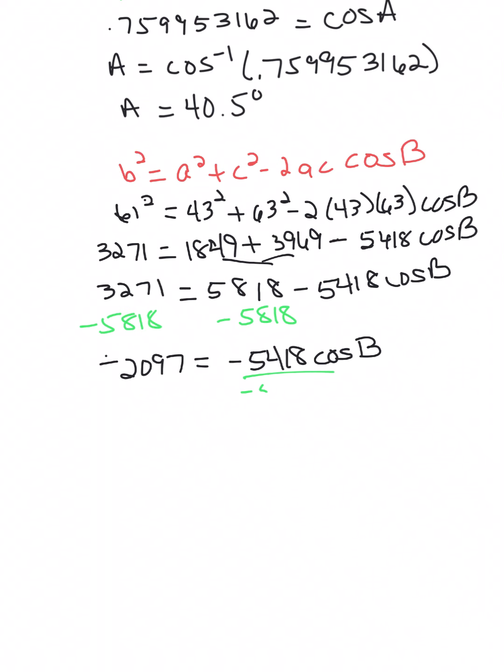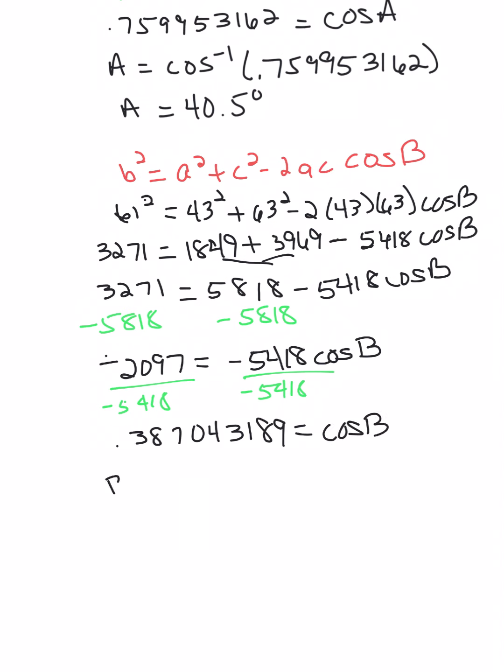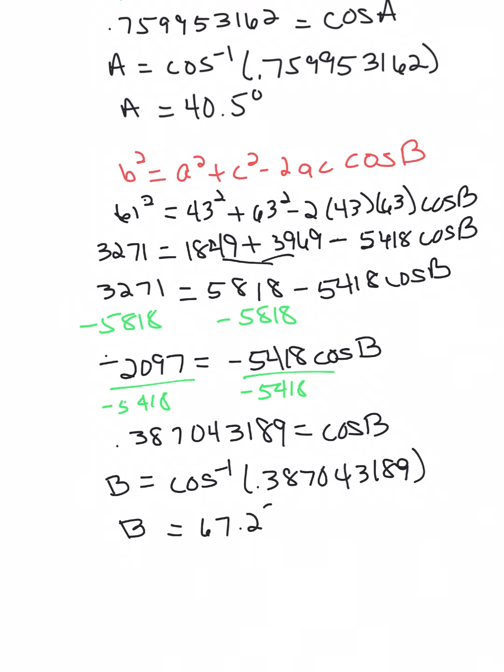Divide both sides by the negative 5418. And we get 0.387043189 equals the cosine of B. So B equals the inverse cosine of our decimal. So angle B equals 67.2 degrees.